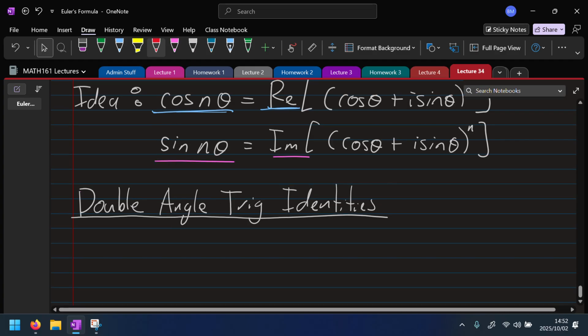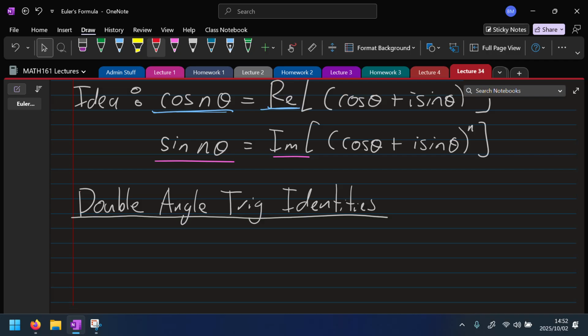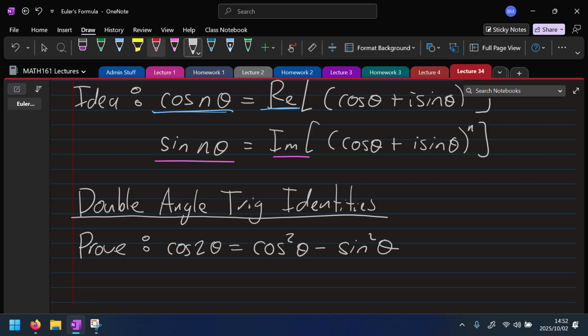Okay, so what we want to prove is the identities for cos 2 theta, remember cos squared minus sine squared, and sine 2 theta, 2 sine theta cos theta. So we want to prove cos 2 theta is cos squared theta minus sine squared theta. You've used that lots of times. And the sine 2 theta, that's 2 sine theta cos theta. You've used those lots of times. Let's prove them.